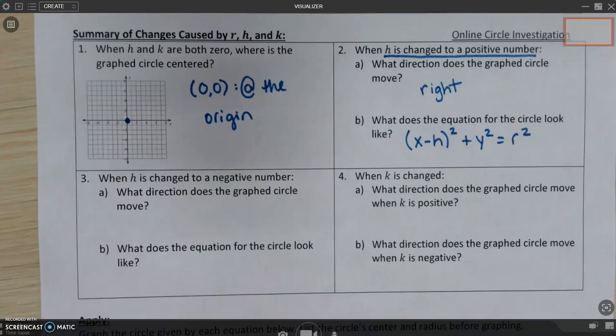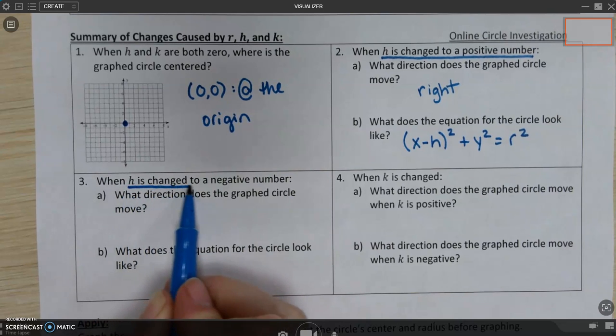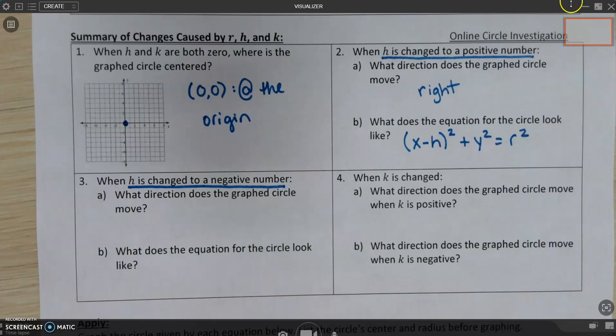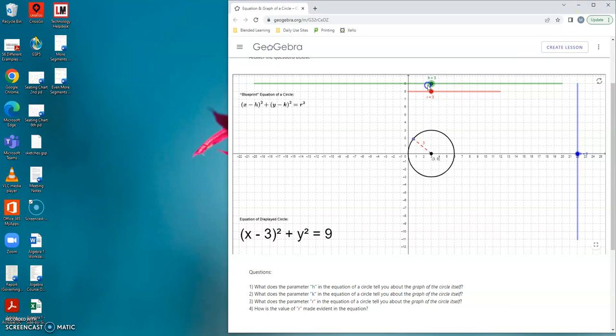You can probably guess what's going to happen next, but we're going to investigate it just to be sure. Let's look at what happens when h is changed to a negative number instead of a positive. So if I move this back here to 0, we're back at the origin now. If h becomes a negative number, sure enough, that circle is going to move to the left like we would expect it to. But if we go down here and investigate the equation, again, it looks like the opposite of what we're expecting. That center is at negative 6, 0, but we see a positive 6 in the equation. That positive 6 is coming from subtracting a negative 6. Subtracting a negative changes to be adding a positive.